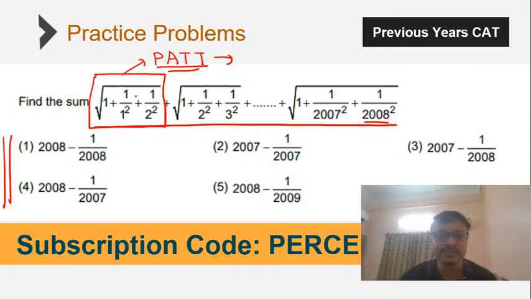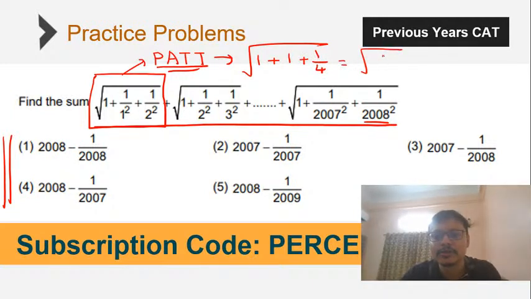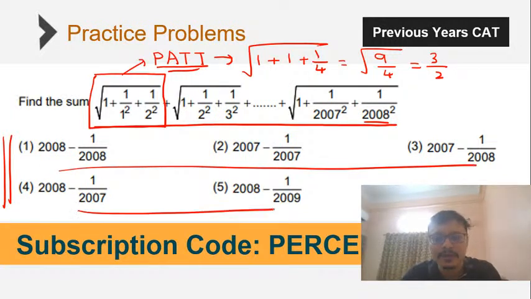So how much is this? Square root of 1 plus 1 by 1 square plus 1 by 2 square. How much would this be? 1 plus 1 plus 1/4. That is root over of 9 by 4, which is 3 by 2. How can I write 3 by 2 in this form? 3 by 2 is 2 minus half.